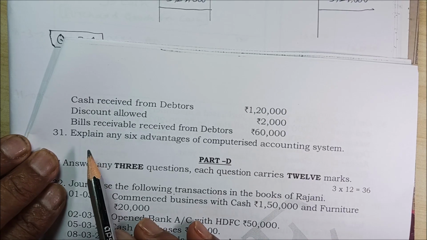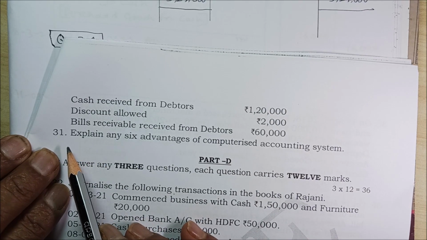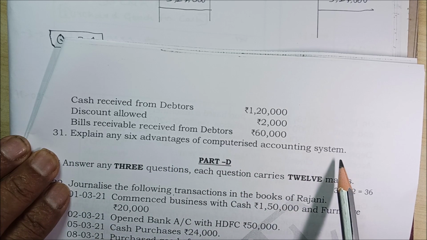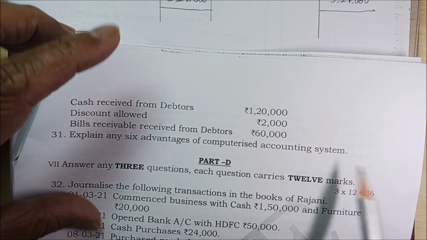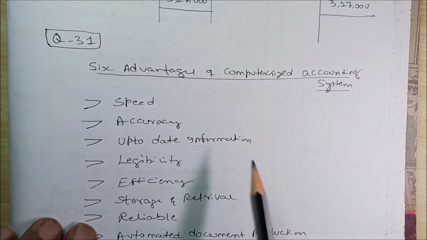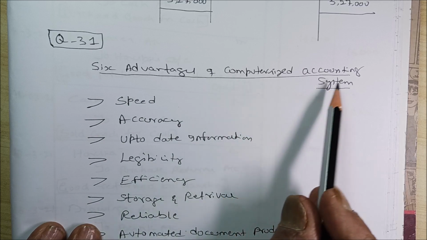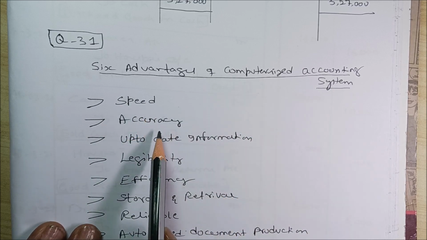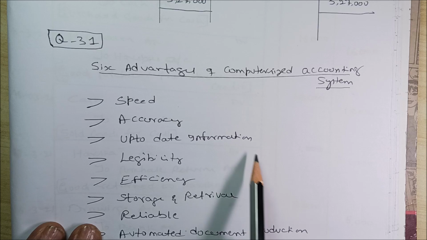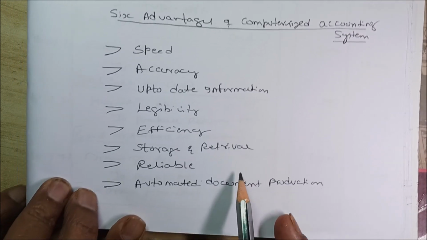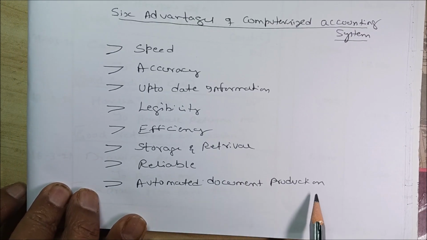Now the last question in part C: explain any 6 advantages of computer accounting system. Very simple. I will mention the advantages. You can write it in one line each. Six advantages of computer accounting system: speed, accuracy, up-to-date information, legibility, efficiency, storage and retrieval, reliable, then automated document production.